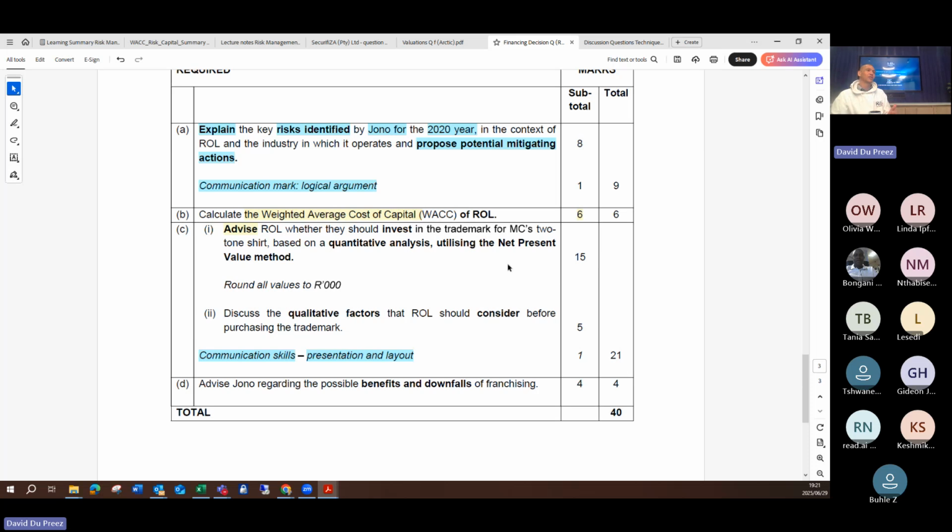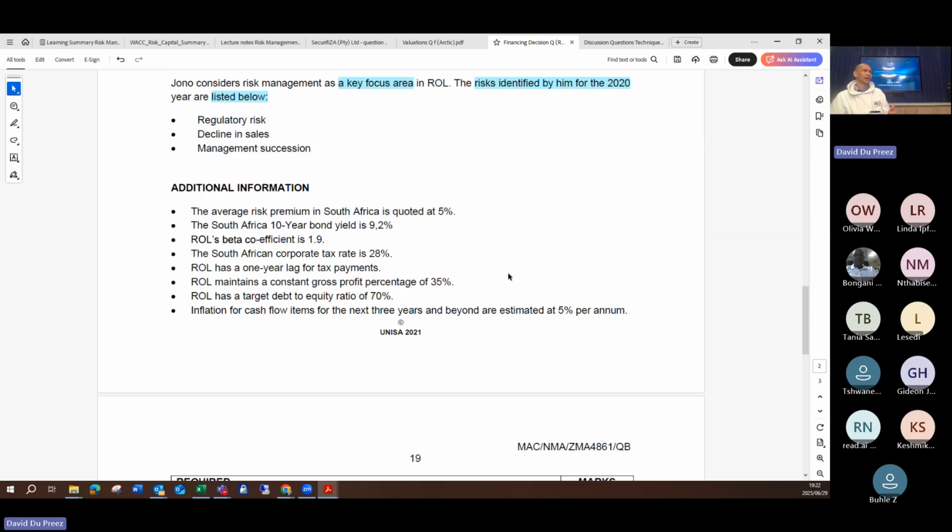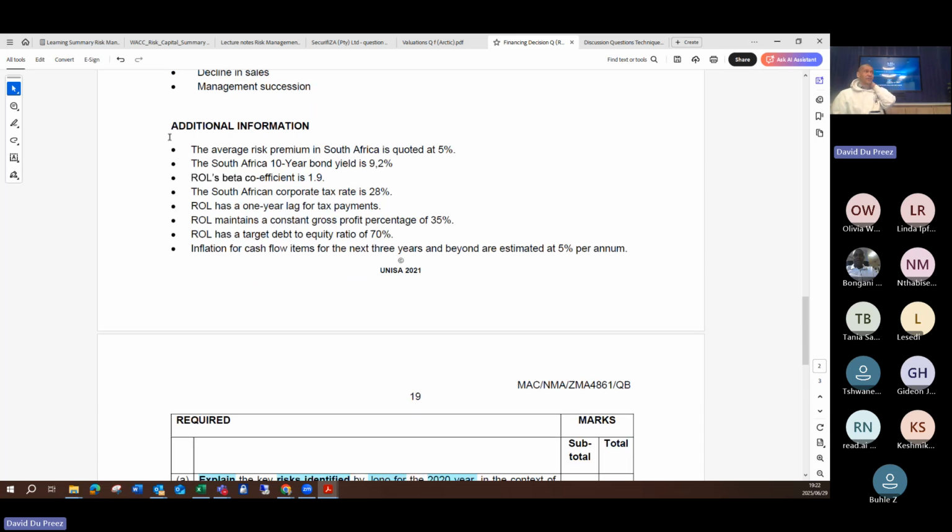Don't forget you need to use the correct discount factor, and here you need to find out whether they are giving you some kind of discount factor. In the additional information, they are giving something here. Inflation for cash flow items for the next 3 years and beyond is estimated at 5%. So they're basically telling you to increase every line item by 5%, for the cash flow items that are inflation linked, where you don't have other information provided.